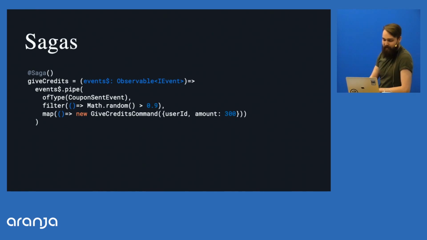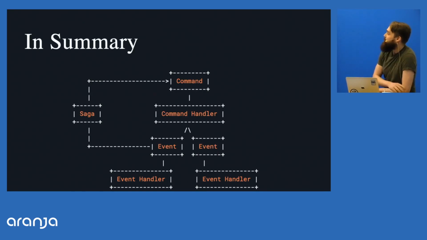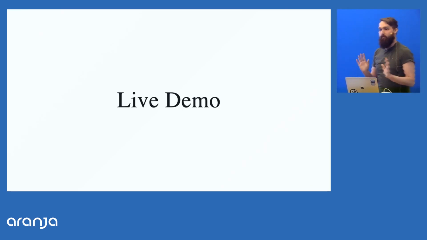So to summarize, we have our commands that are executed by our command handlers, which in turn dispatch events, which are handled by event handlers. And then we have these sagas on the side listening to all the events and dispatching commands, or this ASCII diagram here, where we have our command handler, events, event handlers, and then this saga is completing the circle. So just want to show you that this works.